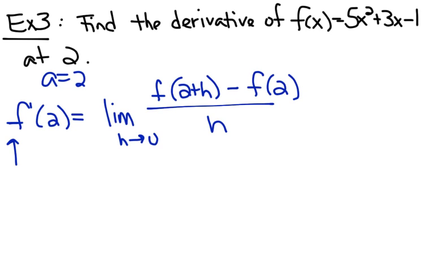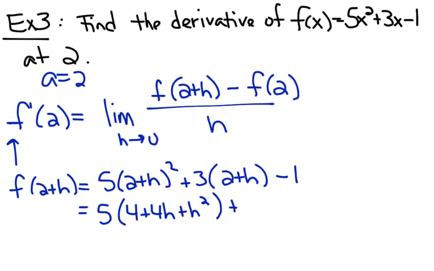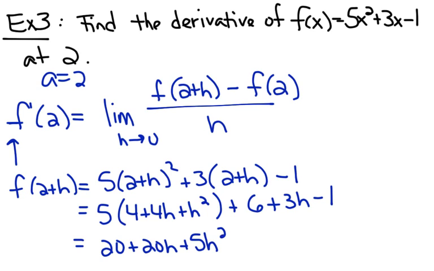Okay, so now what happens when I plug in 2 plus h? f of 2 plus h is going to be 5 times 2 plus h squared, plus 3 times 2 plus h, minus 1. 2 plus h squared is 4 plus 4h plus h squared. I distribute at the end. Now let's finish: 20 plus 20h plus 5h squared plus 6 plus 3h minus 1. That's f of 2 plus h.